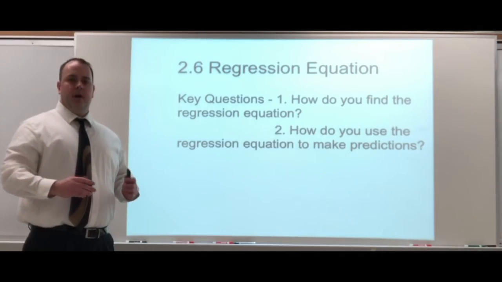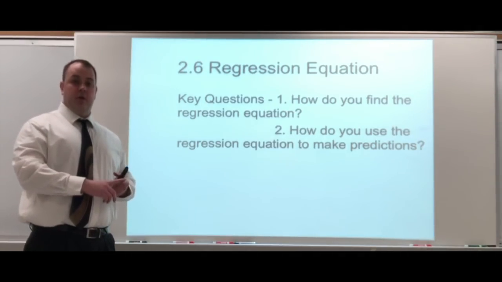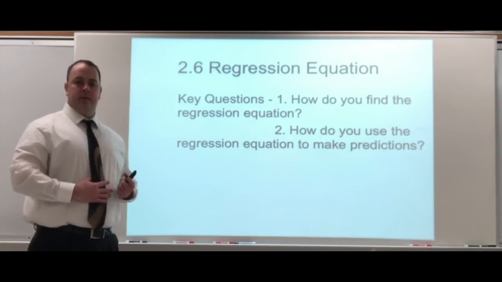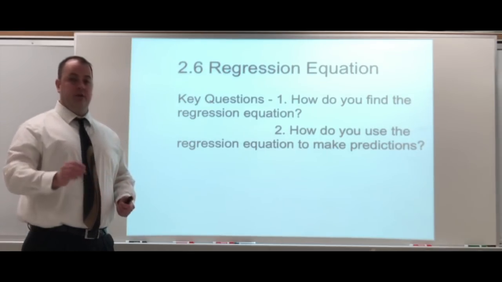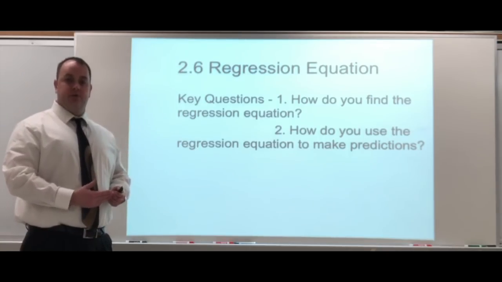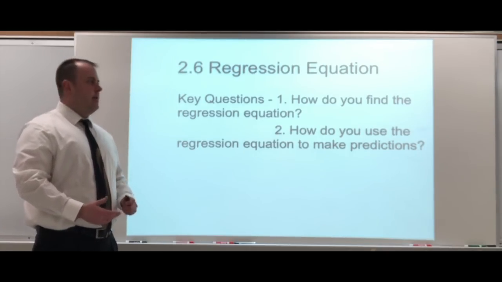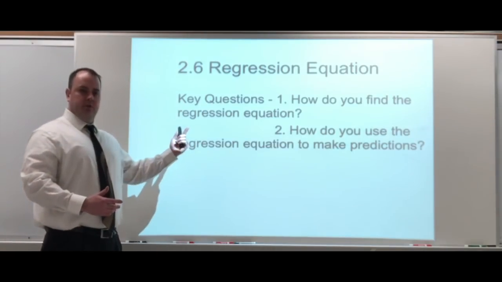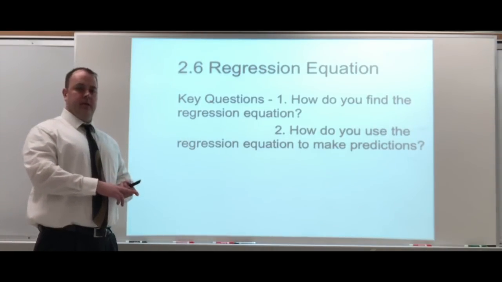Okay, so in 2.5, we looked at the line of best fit, drawing the line of best fit and using that line to make predictions. We also found the regression equation by hand. You saw the work I needed to see when you are asked to find the regression equation by hand. 2.6 is still looking more at the regression equation, but we're not finding it using the calculator.